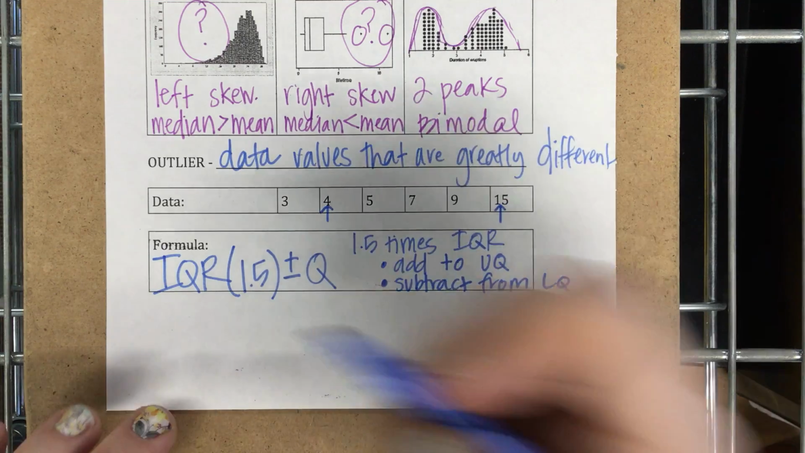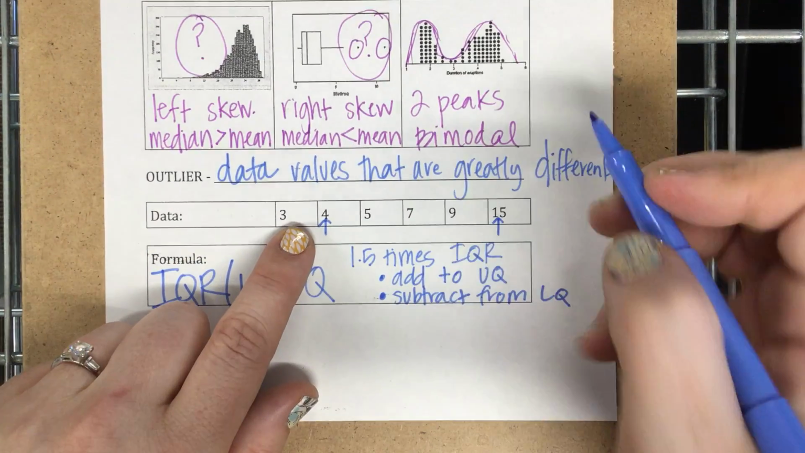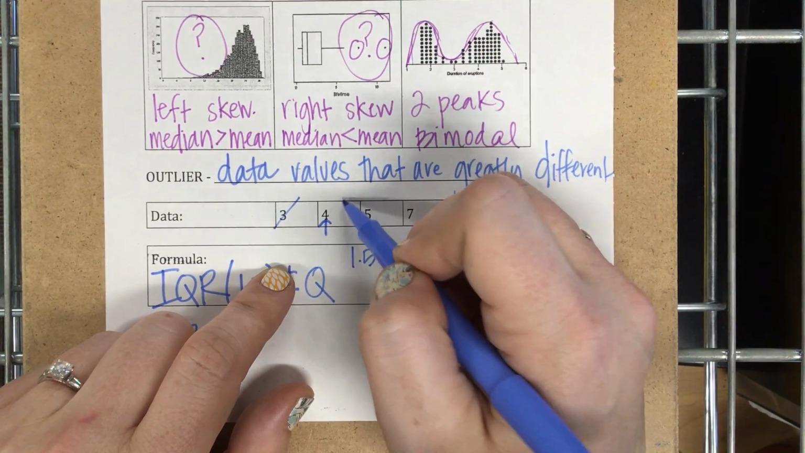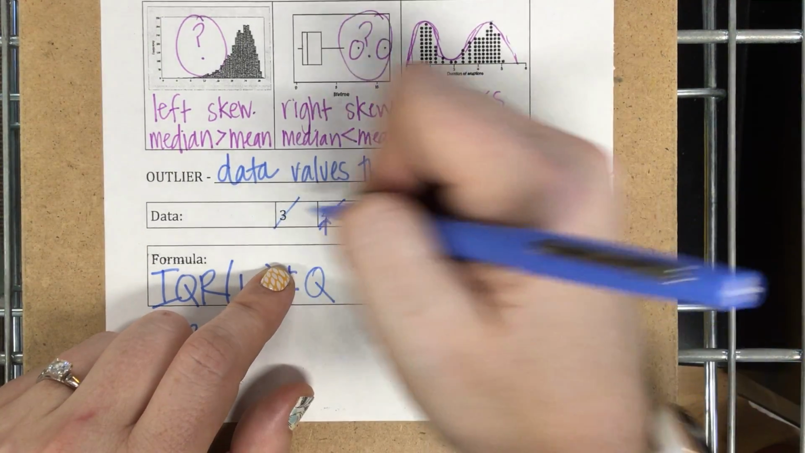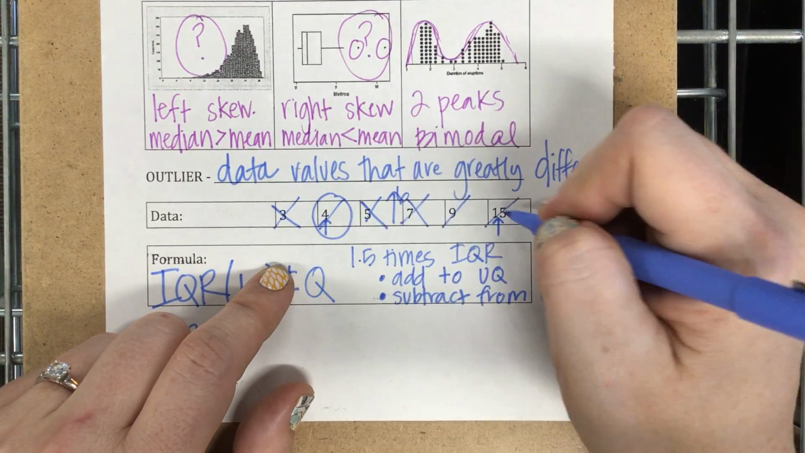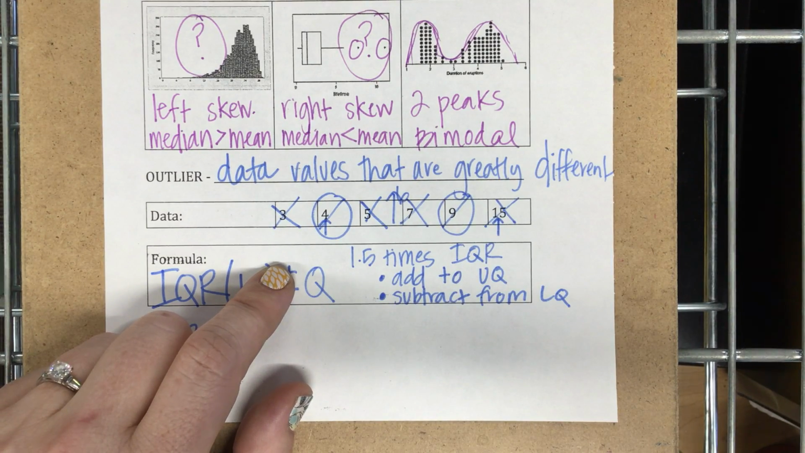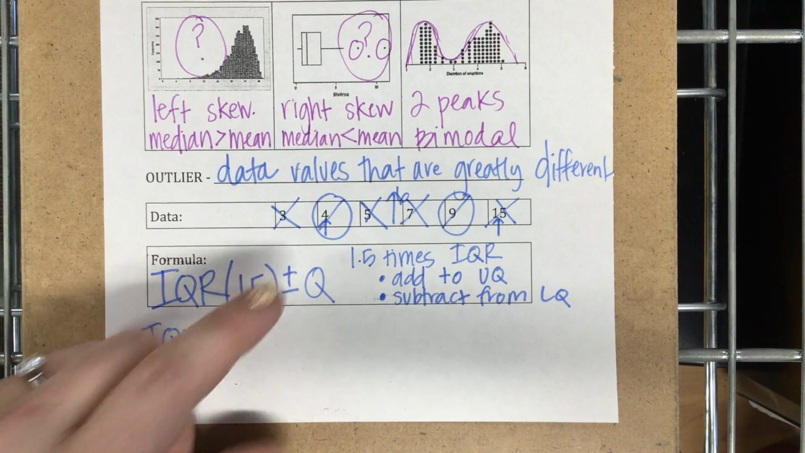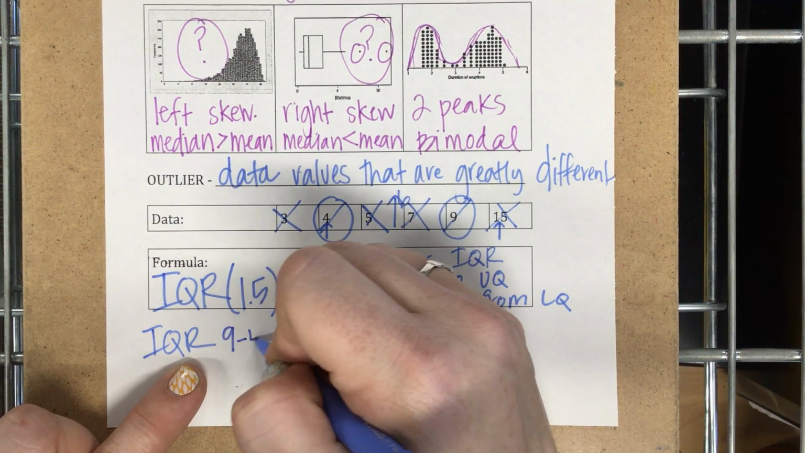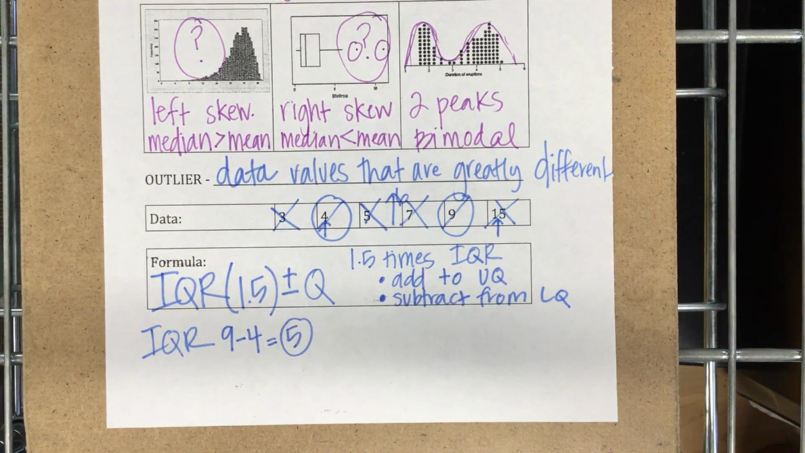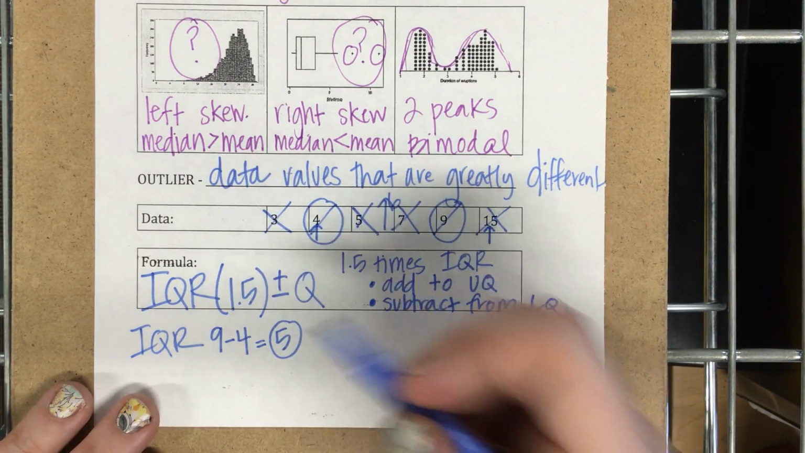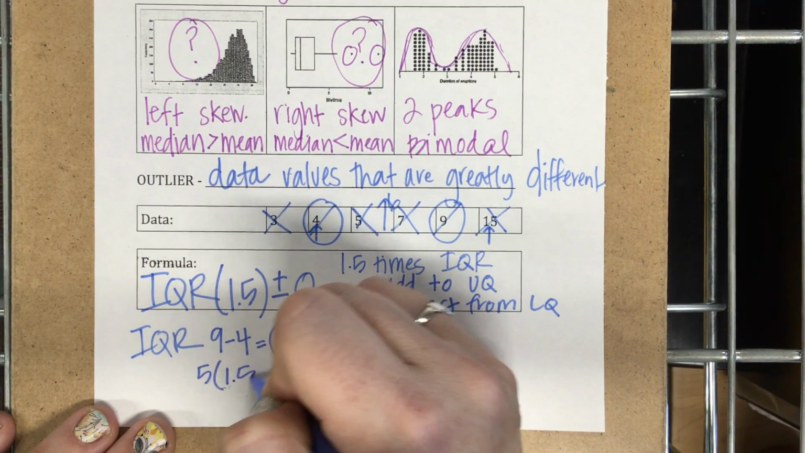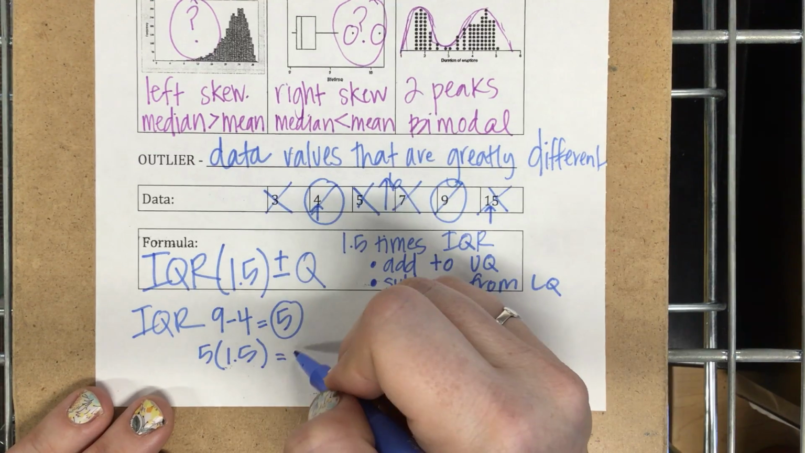So let's practice. The interquartile range of this data set, well, that's the maximum, minimum, maximum, minimum, maximum, minimum. What's my median? 6. Then I'm going to find my lower quartile, which is 4, and my upper quartile, which is 9. Are we good on this? So my interquartile range is 9 minus 4, which is 5, because I took my upper quartile minus my lower quartile. And now I take 5 times 1.5, and I get 7.5.